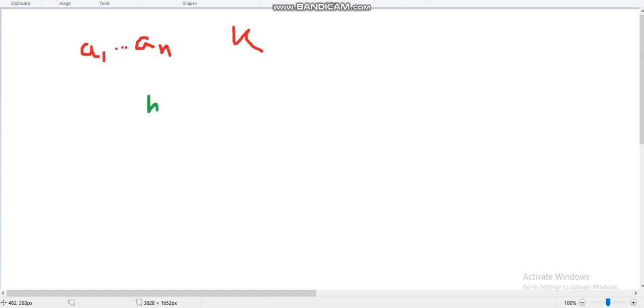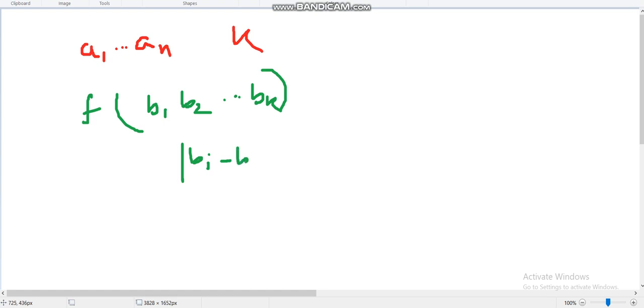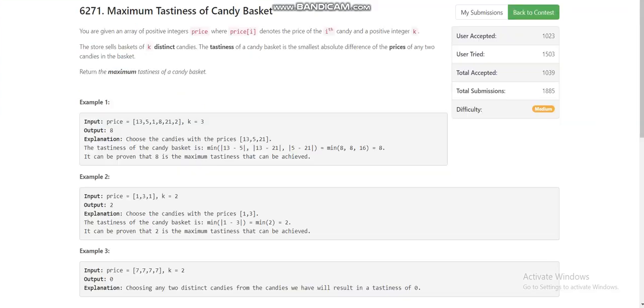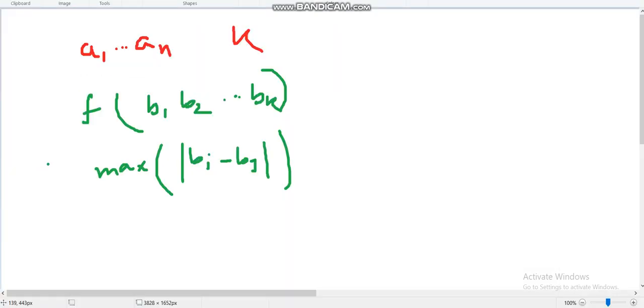So let's say we have taken B1, B2 up to BK. Now what we have to do? The tastiness of this, let's call it f of this array, is nothing but the absolute difference between Bi minus Bj, and this will be the maximum of all these values in the subarray. This is the function. Now we have to choose the array B in such a way that this function, let's call it G, equals the maximum of Bi minus Bj, such that G is maximized.